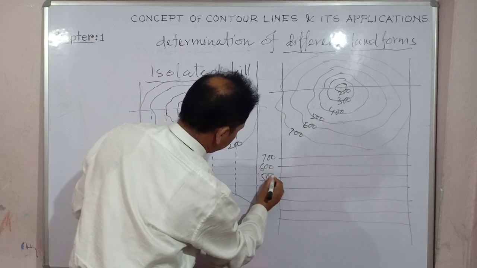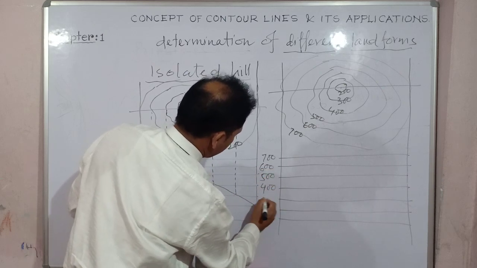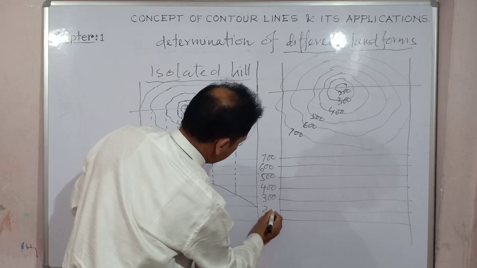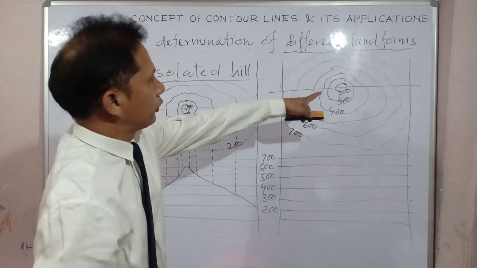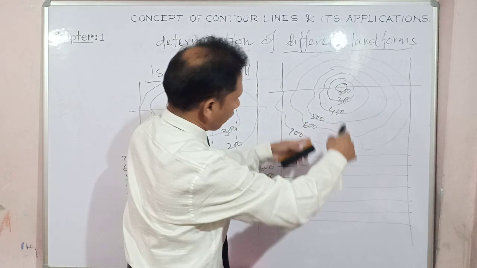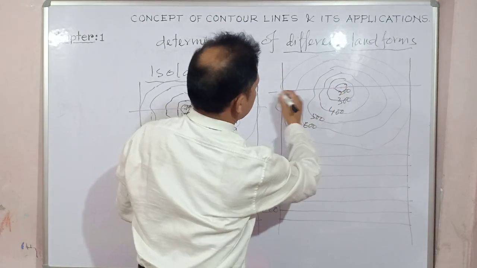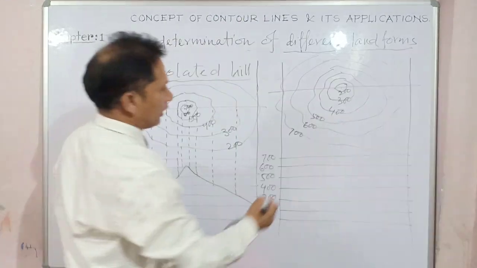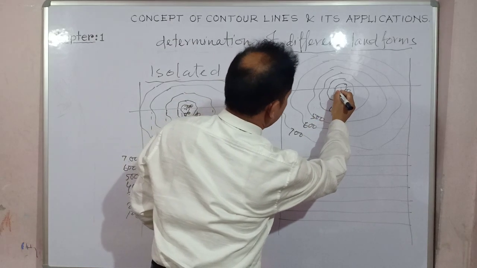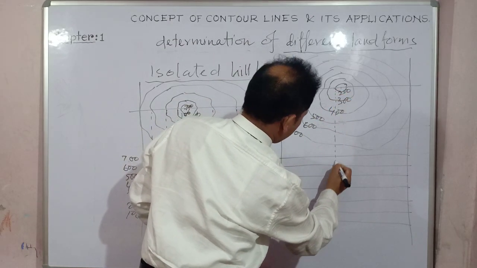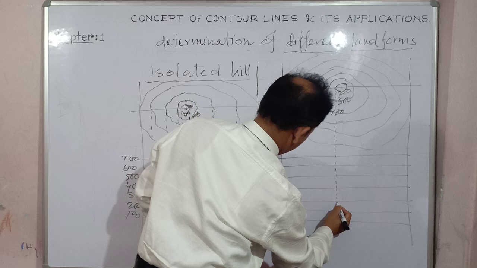600, 500, 200. Up to 200 it is shown here. Now see, coinciding all those two points which are crossed with this section line. Now, start from the middle. It should be vertical. You have to come down up to 200.